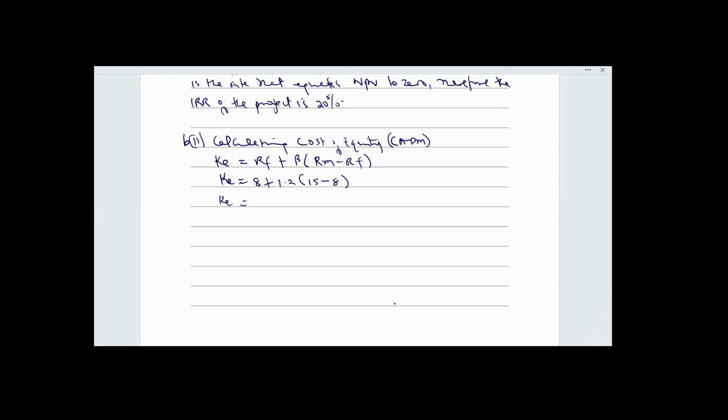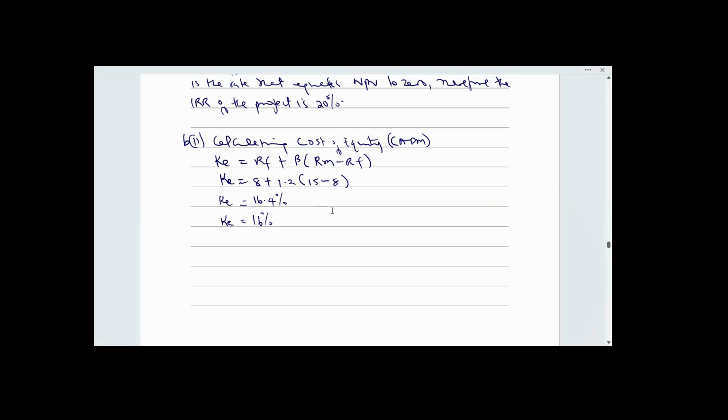We have to complete this question. No carryover. What do you have? What's our cost of equity, please? 1.2 multiplied by 7 plus 8. What do you get? 64.4. That's 64. 16.4%. Approximately 16%. Not 16, 64.